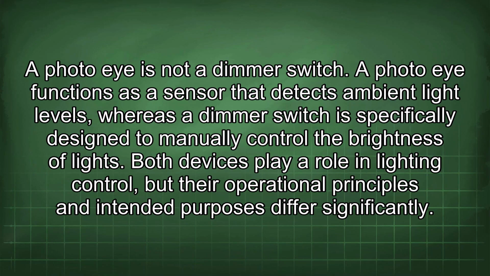A photo eye is not a dimmer switch. A photo eye functions as a sensor that detects ambient light levels, whereas a dimmer switch is specifically designed to manually control the brightness of lights. Both devices play a role in lighting control, but their operational principles and intended purposes differ significantly.